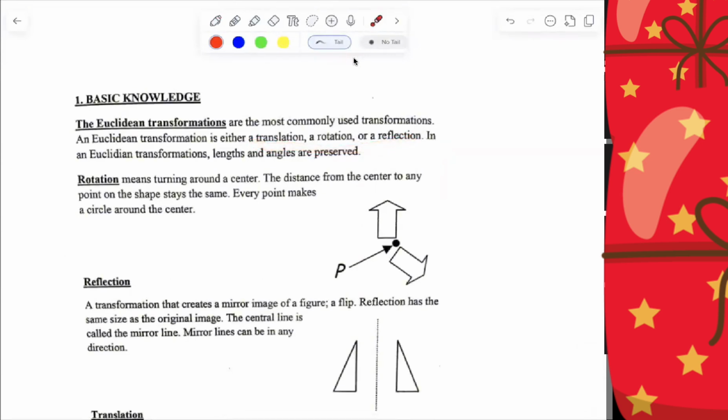In a Euclidean transformation, all lengths and angles are preserved. This is a very, very important fact, as it tells you that this shape is congruent to that shape. No matter if it's a translation, rotation, or reflection, the transformed figure is congruent to the original figure, as we can see over here.